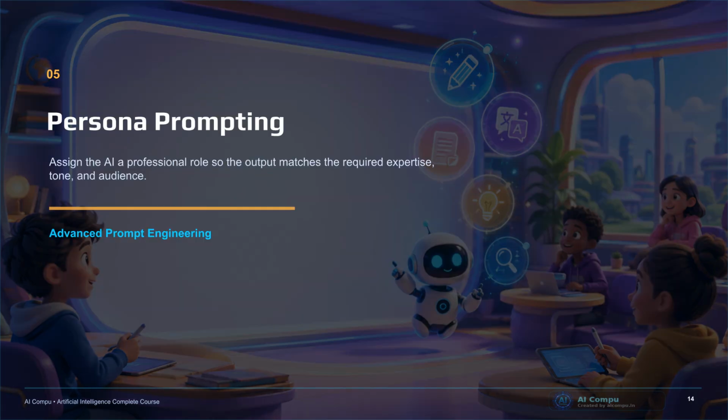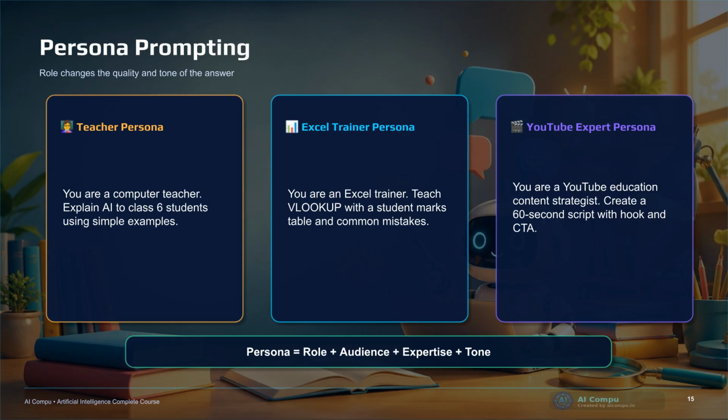Next is persona prompting. This is where you assign a professional role to the AI, ensuring its tone and level of expertise match your specific audience. A great persona prompt combines the role, target audience, specific expertise, and desired tone. It is a powerful way to tailor AI-generated content to your exact needs.